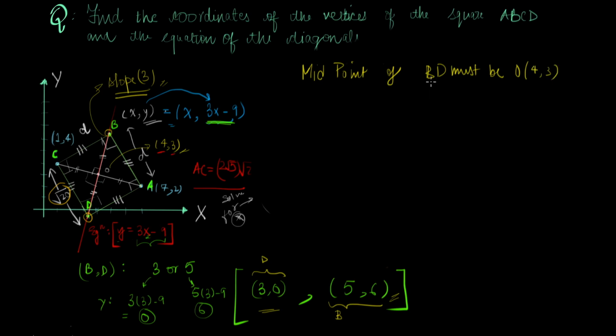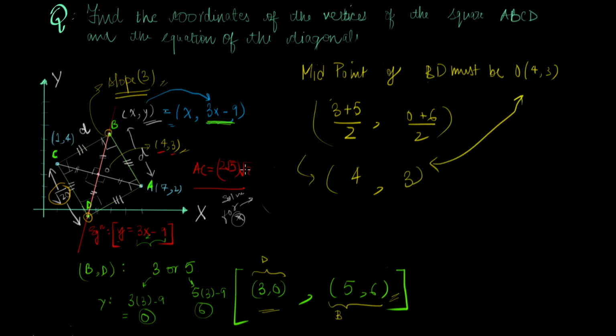So if B and D are 3, 0 and 5, 6, the midpoint would be 3 plus 5 by 2 and 0 plus 6 by 2. If you simplify this, you get 3 plus 5 is 8, and 8 by 2 is 4, and 0 plus 6 is 6, and 6 by 2 is 3, which is the same as what we got just by finding the midpoint of the line segment AC. So indeed, this matches the midpoint of the line segment AC.